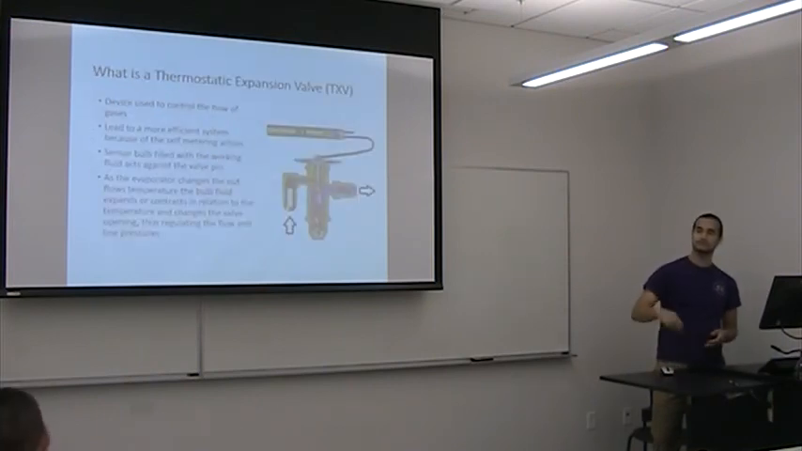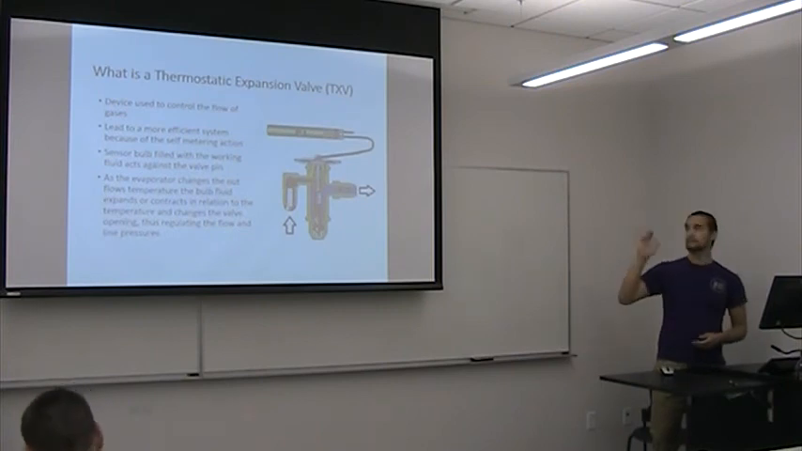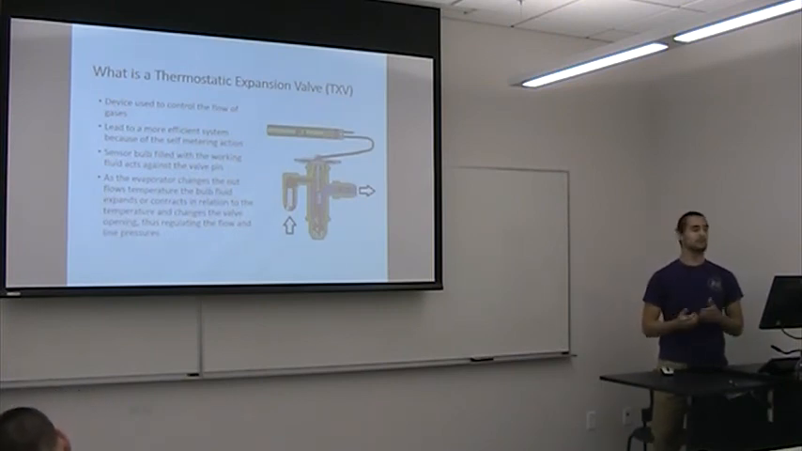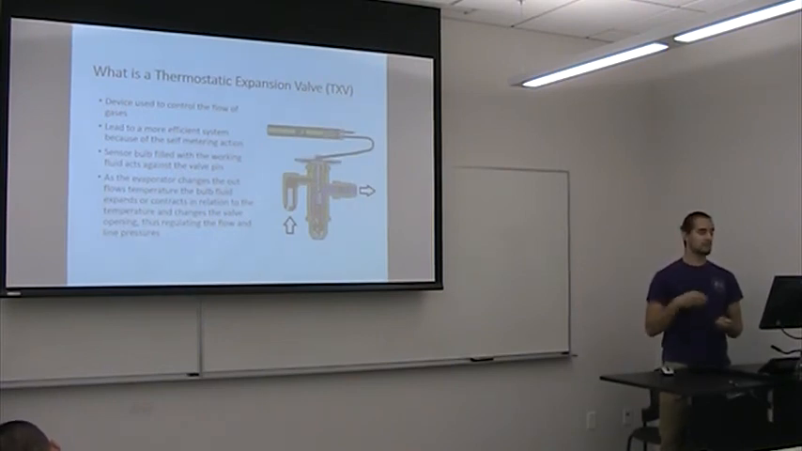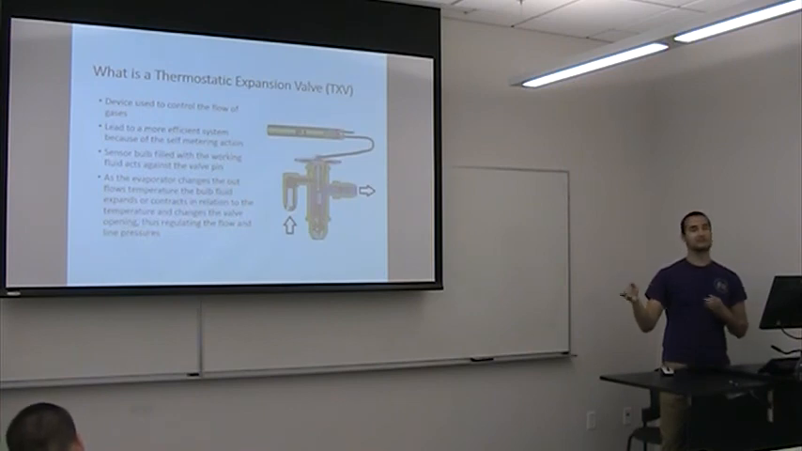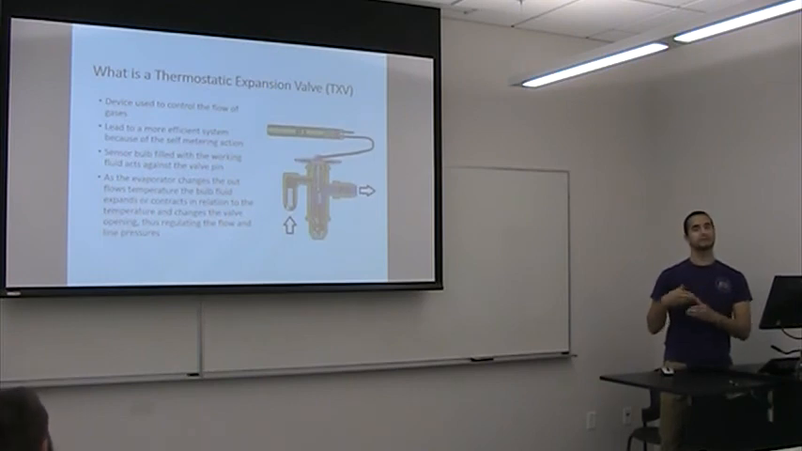So the last part of this was to explain what a thermostatic expansion valve, or TXV, does and how it operates. The device is used in normal refrigeration cycles to control the flow of the gases. This leads to a more effective system because it's self-metering, you don't need to interfere with it, and it's more efficient that way because you don't have to put too much in, or run at non-optimal pressures. It will regulate to the optimal pressure for the system.